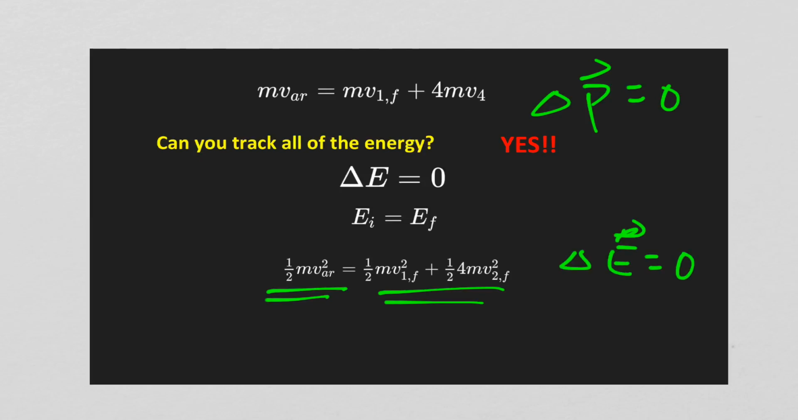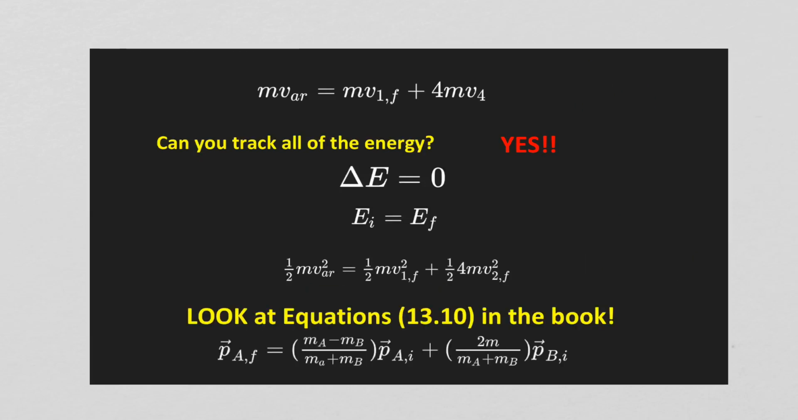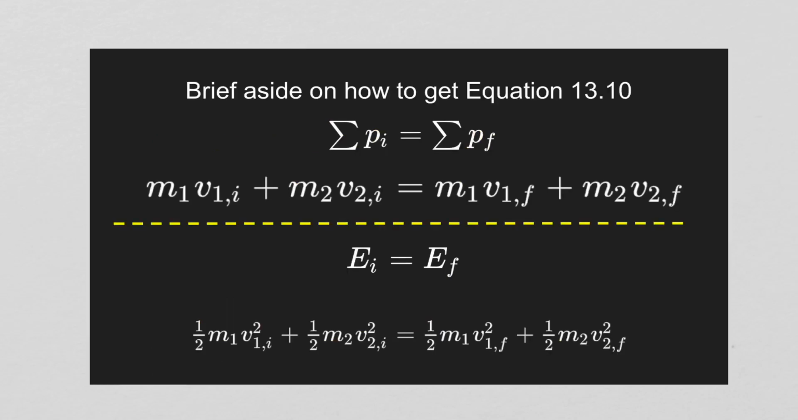E is not a vector, it's a scalar. Sorry, I just drew an extra arrow. Sorry about that. So now, we will combine these two equations. If it is a perfectly elastic collision, you can go through and math it out. I encourage you to look at equations 13.10 in the book, where they go through it and derive expressions for perfectly elastic collisions. You can do it yourself. I recommend doing that, but verify your answer with 13.10 in the book.